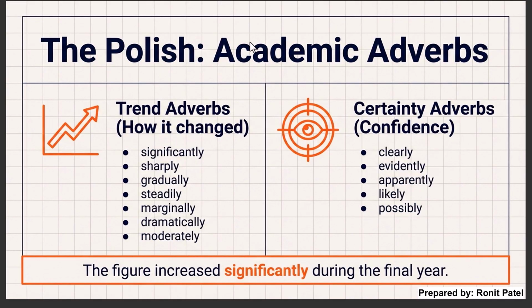This slide introduces what I call the band 90 polish layer. Adverbs are small but extremely powerful. Adjectives describe nouns and adverbs evaluate change. Category 1, trend adverbs. Significantly, sharply, gradually, steadily, marginally, dramatically, moderately. These basically show how something changed.